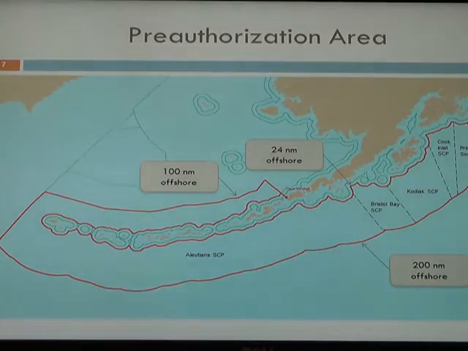The pre-authorization area crosses 5 of the 10 sub-areas that I showed you earlier, 5 of the 10 for Alaska that exist in the Unified Plan. And going from east to west, it touches Prince William Sound, Cook Inlet, Kodiak Island, Bristol Bay, and the Aleutian Islands sub-areas.